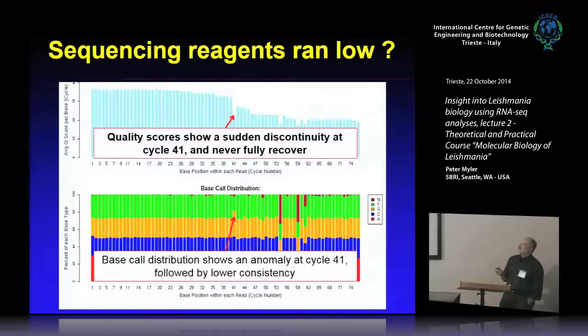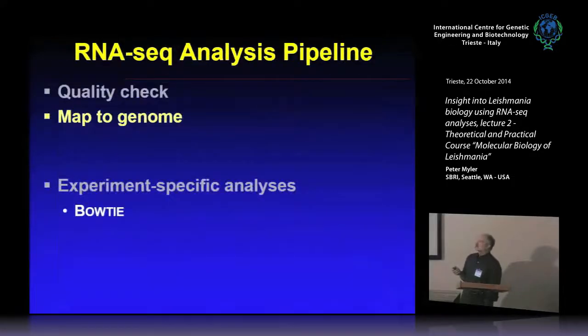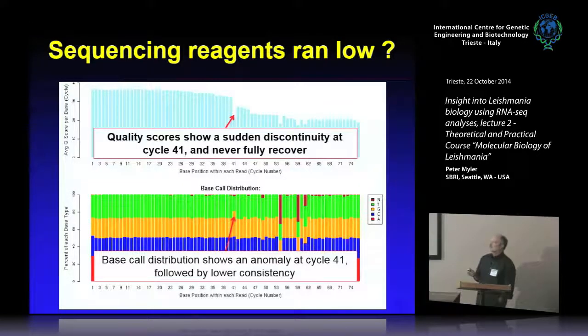The quality scores all of a sudden fell off the map, and in fact the base composition did something strange at that position as well. And then out here the base composition is really weird because you've got a lot of Ns being called in. What happened in this particular instance was that the machine ran out of nucleotides in cycle 41, and so it didn't have enough nucleotides to continue out here.